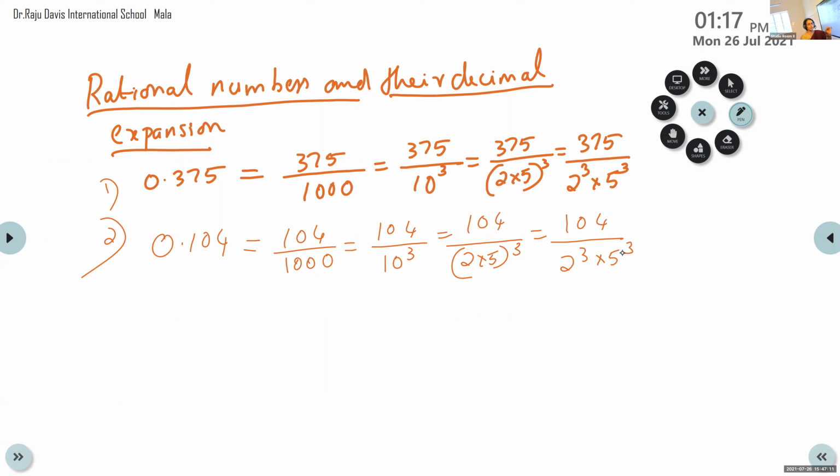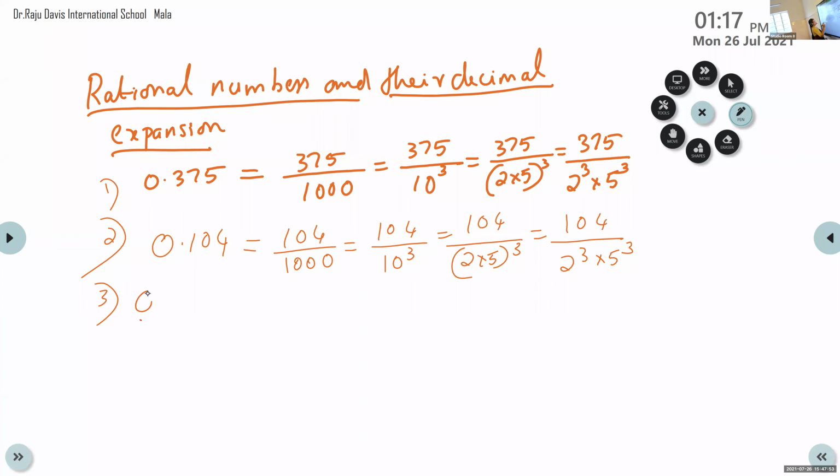See, 0.375 is a terminating decimal expansion. In 9th standard you have studied terminating decimal expansion and non-terminating decimal expansion. 0.375 is a terminating decimal expansion. 0.104 is also a terminating decimal expansion, and its rational number form is 104 by 1000, which can be written as 104 divided by 2 cube into 5 cube, because 1000 is 10 cube, 10 is 2 into 5, so 2 cube into 5 cube.